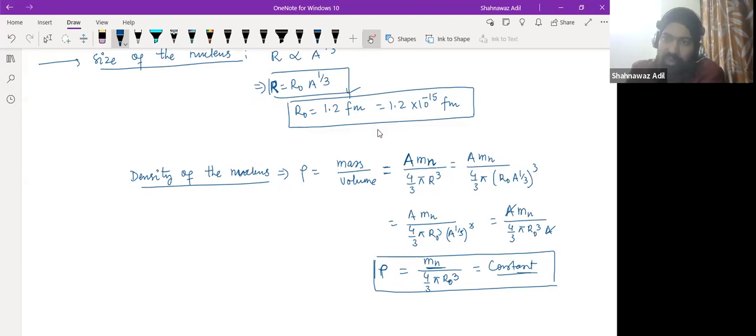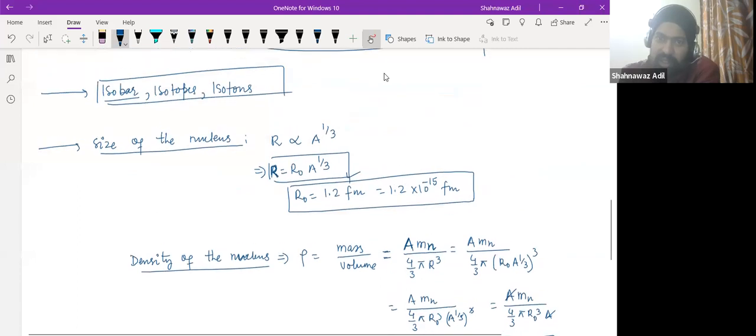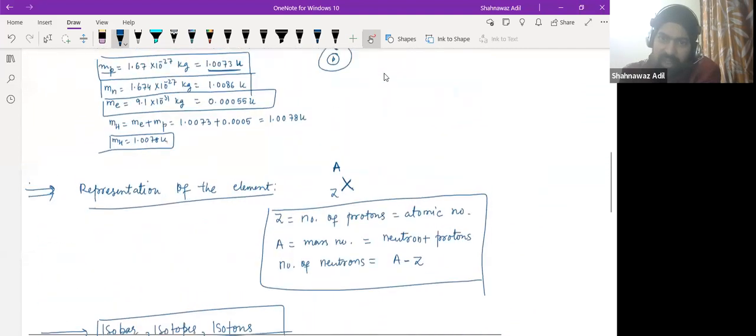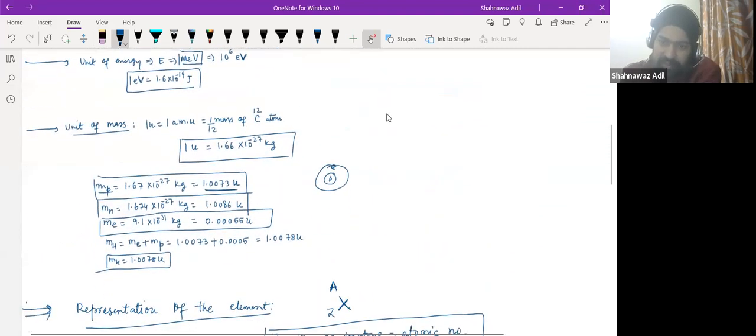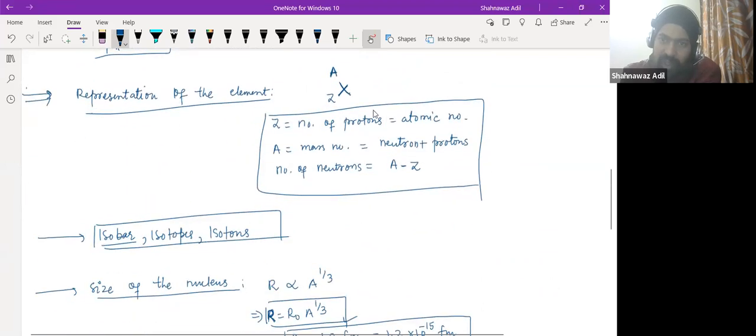This is the other property. Please note it down and yeah, please talk. If you have any doubt, please ask. Please note down.